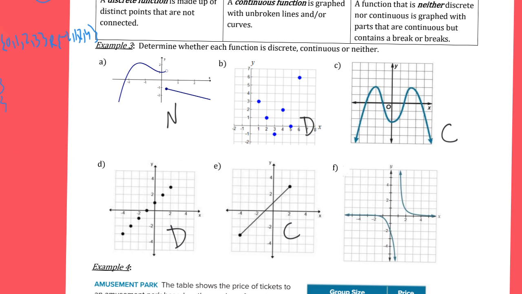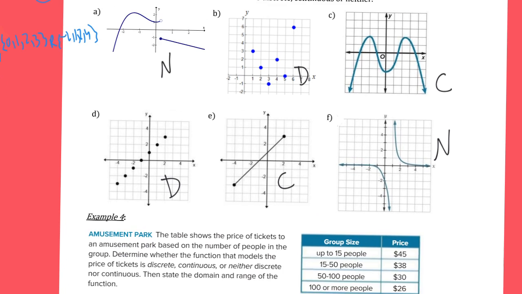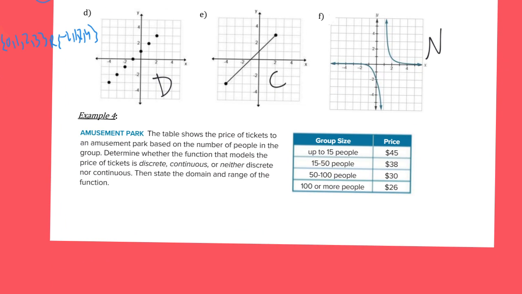This is continuous because it's just a single note. And this is neither because it's got 2 different branches. You can't graph the whole thing with 1 pencil swoop. Okay, so there's a break in the graph. Okay, and the last one here, the problem is it's not a function as it is written.